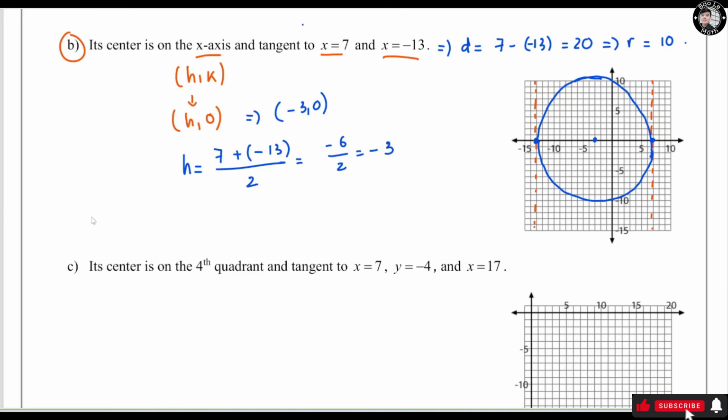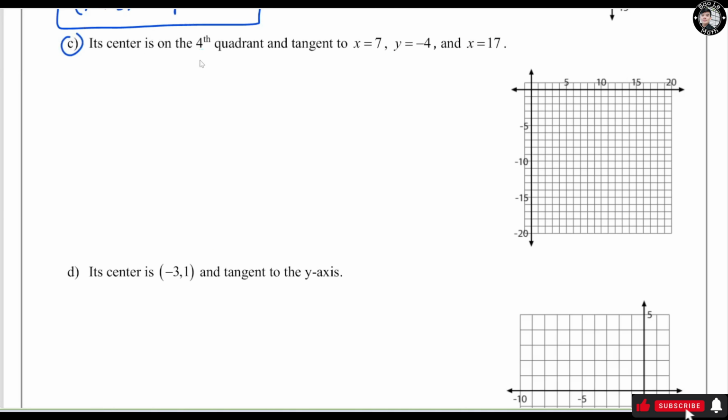Now the equation of the circle is x minus h, which is x plus 3, squared, plus y minus 0 squared, which is y squared, equals the radius squared, which is 100.